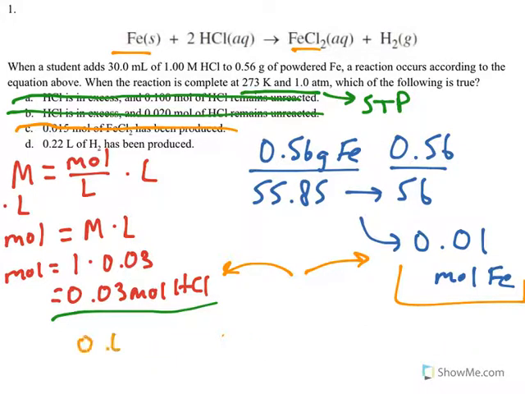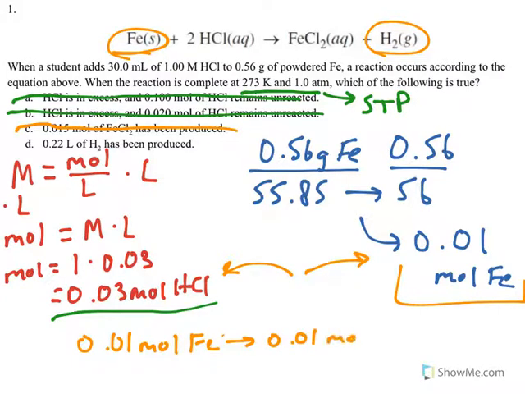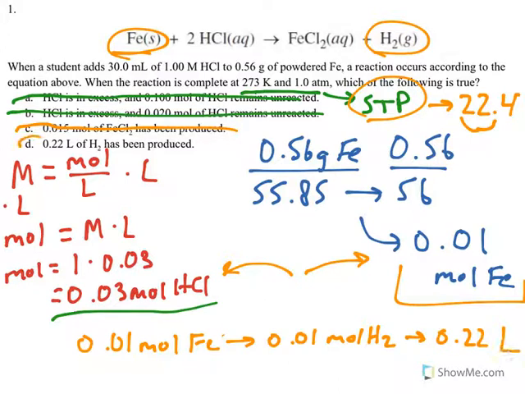Again, your limiting reactant, 0.01 mole of Fe, and we're talking about hydrogen in this case. The mole ratio is 1 iron for every 1 hydrogen, so you're going to wind up producing 0.01 mole of H2. Since we're at STP and we're producing 1/100th of a mole, we know that 1 mole at STP has a volume of 22.4 liters. Well, we're producing 1/100th of a mole, so we're going to have a volume 1/100th of that. This will wind up producing 0.22 liters of hydrogen.